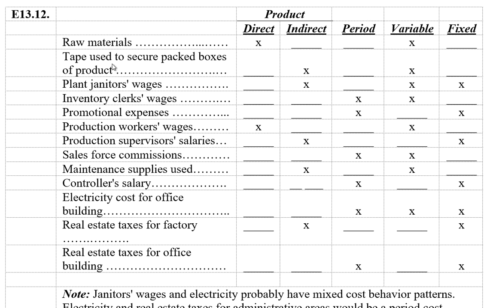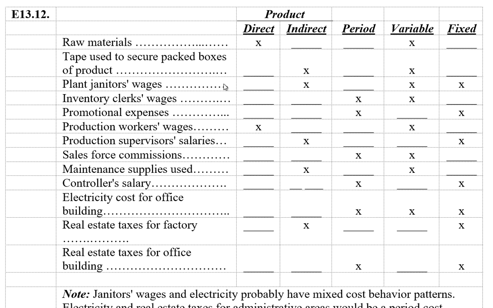Now, tape used to secure packed boxes, remember, it's a part of the product, but how much tape we're using and how many come off the end of the line, that's kind of what we consider an indirect cost, but it is variable, notice here, because tape, how much you're using depends on how much product you're making.